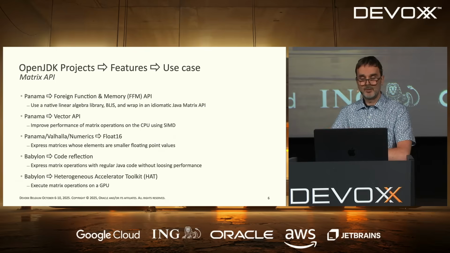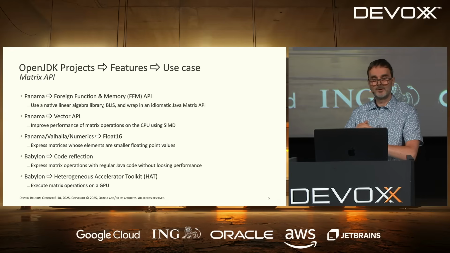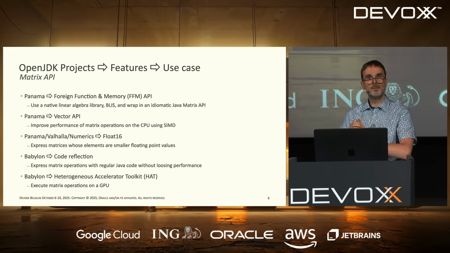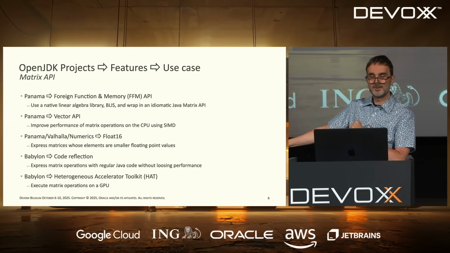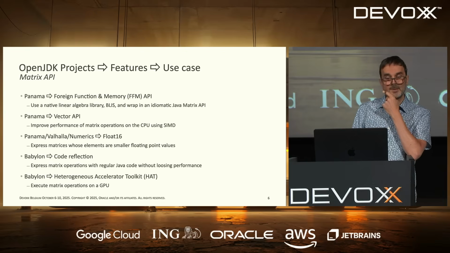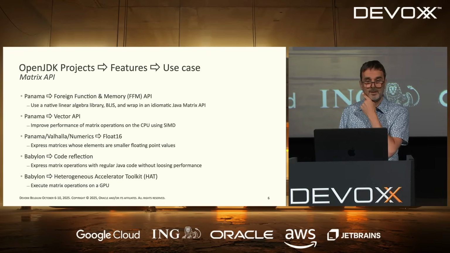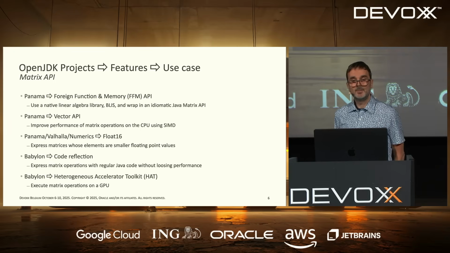So I'm going to talk about Panama and the foreign function memory API, and I'm going to describe how you can reach out to a native linear algebra library called BLIS and wrap it in an idiomatic Java API. And then I'm going to talk about Panama and the Vector API and show how you can improve the performance of matrix operations on the CPU using SIMD.